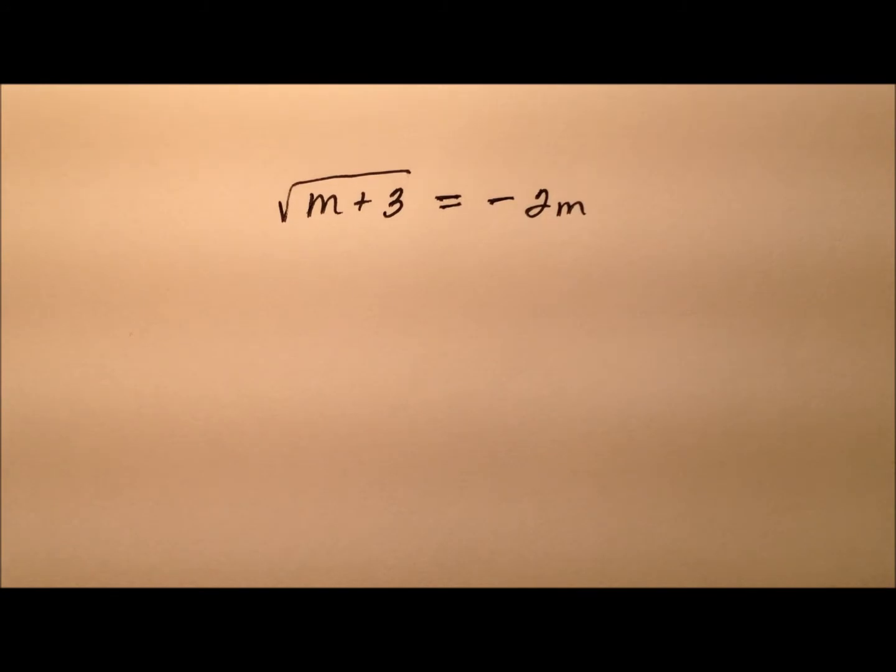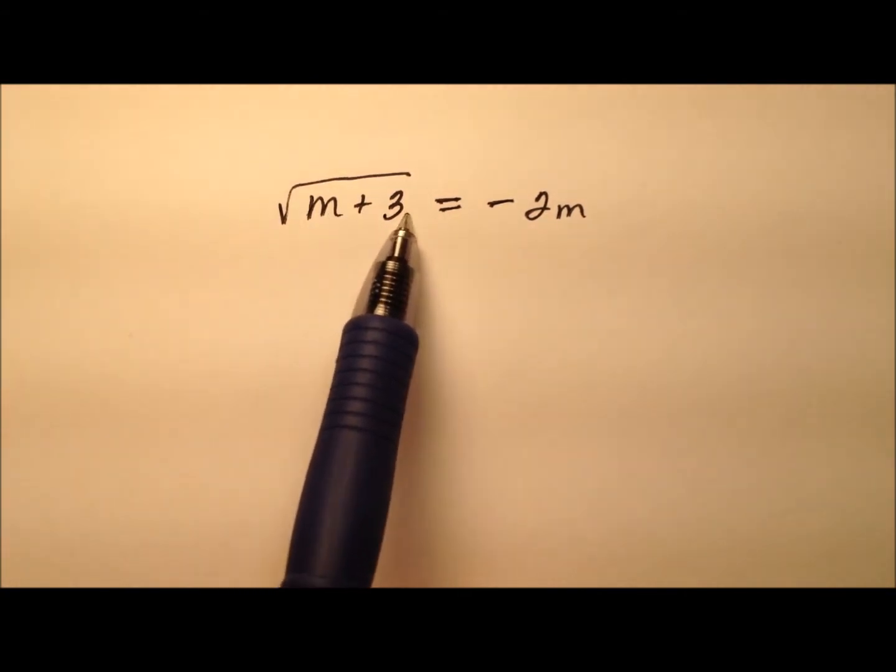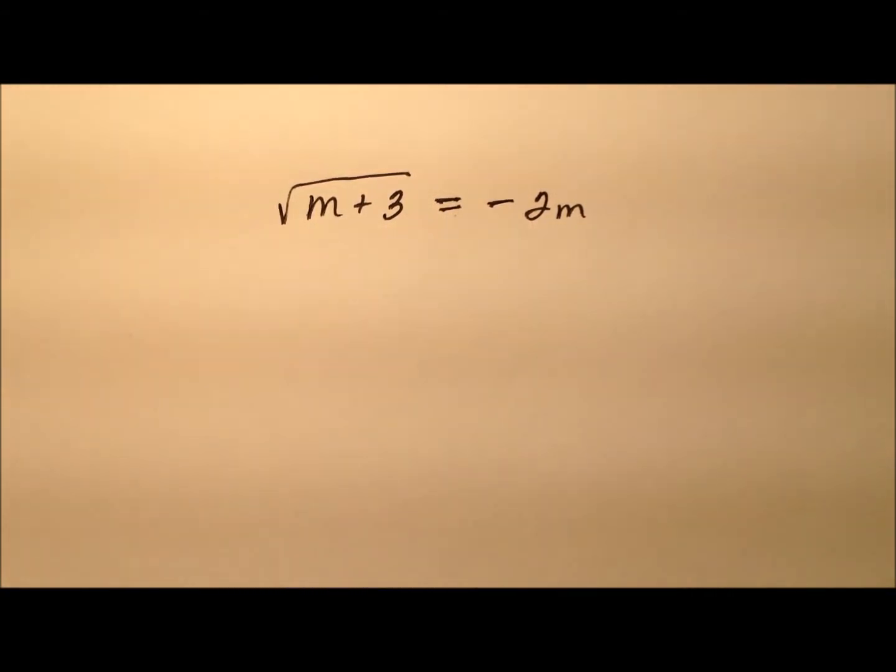In this example, we're going to solve this radical equation. And so remember, the first thing we always need to do when we're solving these radical equations is to get one of the square root expressions isolated on a side all by itself. And in fact, the equation has been given to us this way. So we have the square root of m plus 3, and that's going to equal negative 2m.